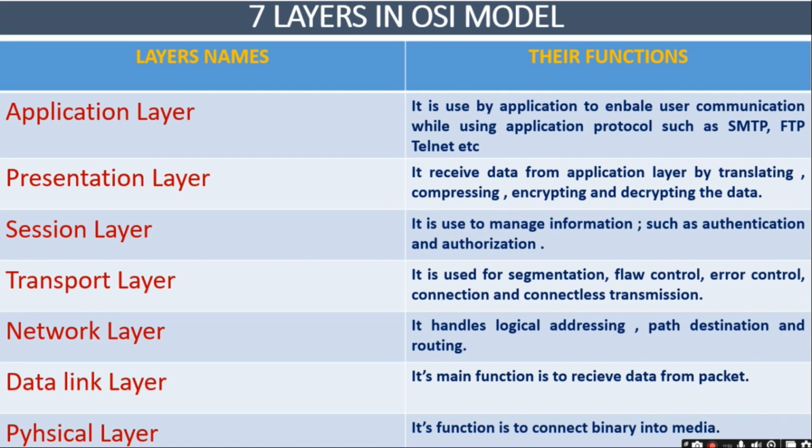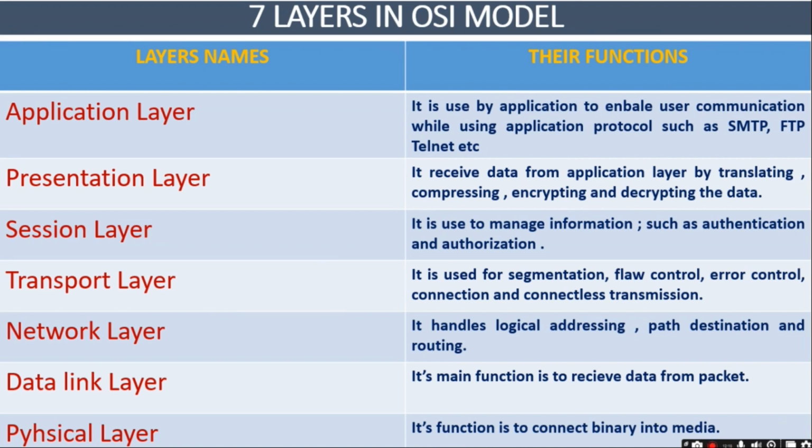Lastly, let's talk about the physical layer. As the name implies, the physical layer's function is to connect binary intermediate. Here we talk about cabling, configuration, and anything that has to do with physical hardware and all that connectivity. So these are the seven layers in the OSI model.